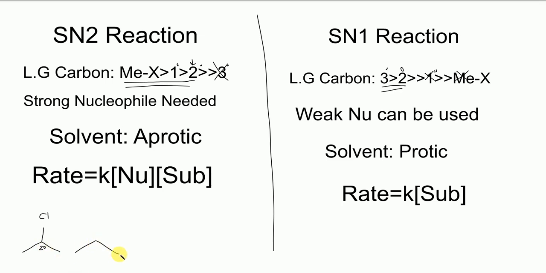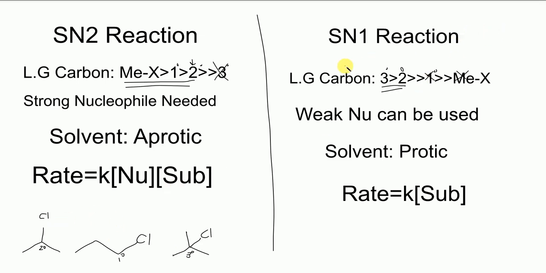If I have something like this, chlorine is attached right here. This carbon is attached to one other carbon, so this would be primary. And then if I had something like this, always look at the carbon that has a leaving group on it. This carbon right here is attached to 1, 2, 3, so this would be tertiary. So these are three different types of centers.